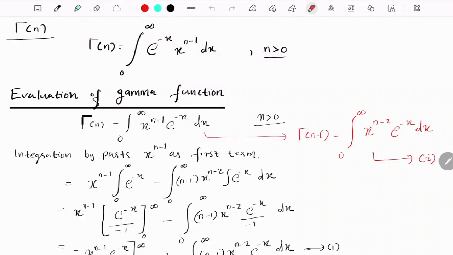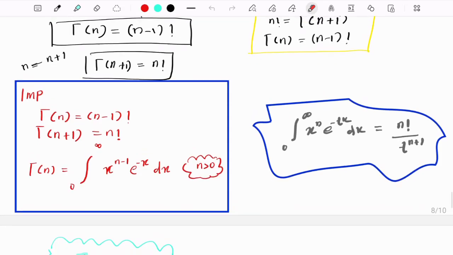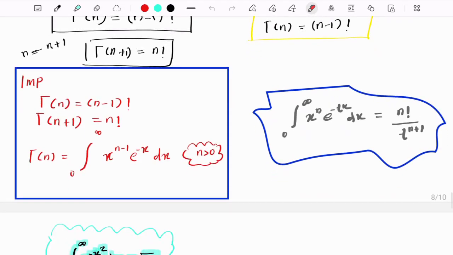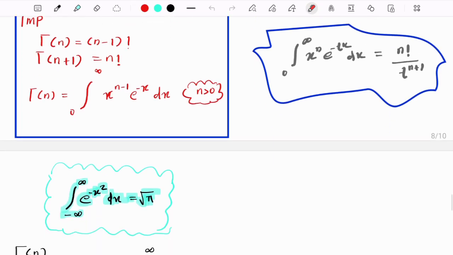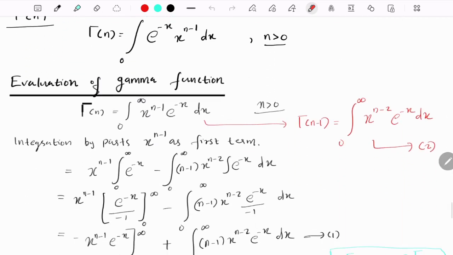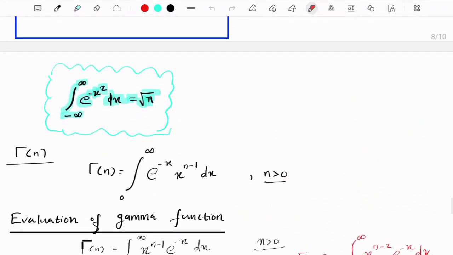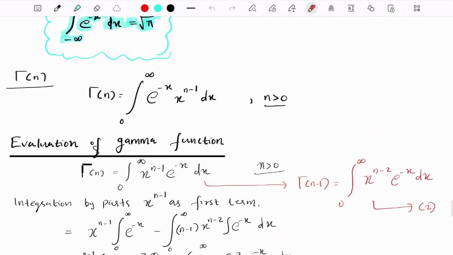Hey everyone. So we discussed the gamma function and the important equation, that is gamma of n is equal to integral 0 to infinity x to the power n minus 1 e to the power minus x dx. Okay. So in this video we are evaluating the gamma function by using integration.